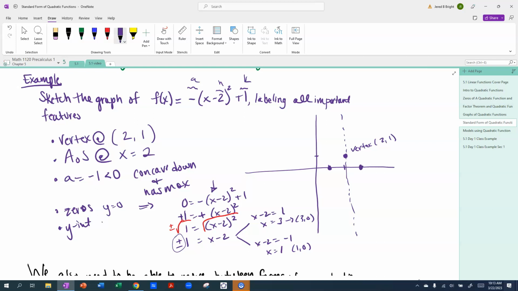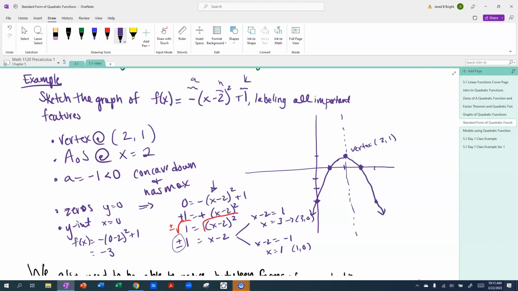And as far as the y-intercept, that's when x is equal to 0. So I'm just going to, again, number crunch. So f of x is equal to negative 0 minus 2 quantity squared plus 1. And going through the arithmetic, -2 all squared is positive 4. But then I have a negative on that, so it's -4 plus 1 gives me a -3. So I get something like that. And by symmetry, I'd have a point down here. And in all, I get my graph of my parabola.